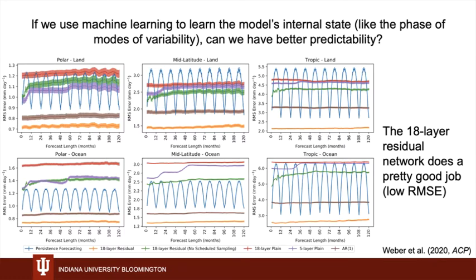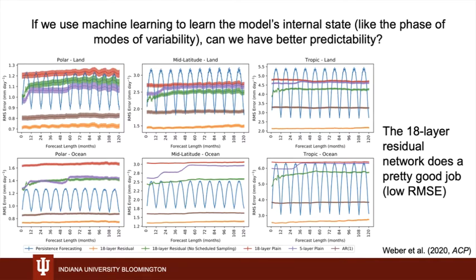So, machine learning can be a really great tool for this sort of thing because it's data-driven. It just learns whatever's in there. And so that's what we did. We looked at precipitation, and all of these, the y-axis is RMS error in millimeters per day, looking over the entire region. So this is polar, mid-latitude, and tropics, and then land versus ocean.